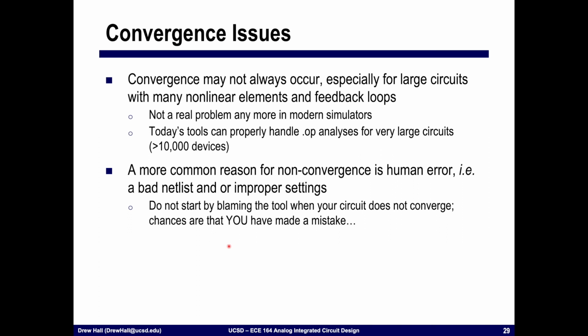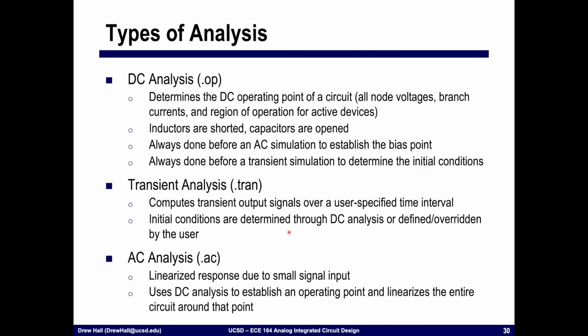All right, so what kind of analysis can SPICE do? Well, a DC analysis or an operating point analysis, we've talked quite a bit about this. This particular technique finds the operating point of a circuit. That is, it finds all the node voltages, branch currents, and region of operation for every active device. Okay. When it does this, it does the same types of things that we do. It shorts out inductors, it opens capacitors. Importantly, it always has to do this before it can run an AC simulation. It needs to know where to linearize the circuit. Okay? It's also always done before a transient simulation because it needs to know the initial condition for the simulation.